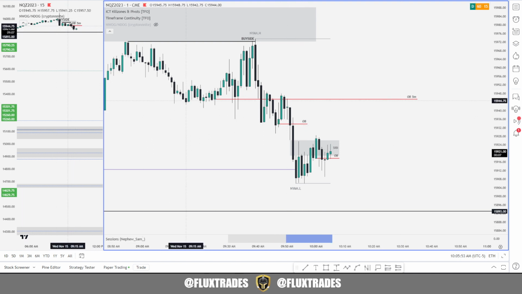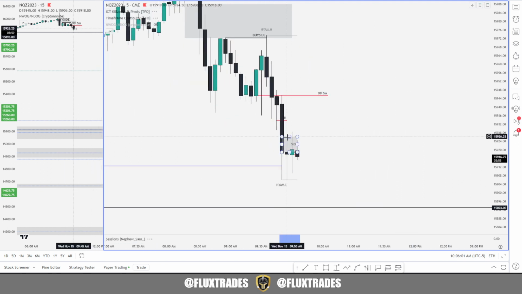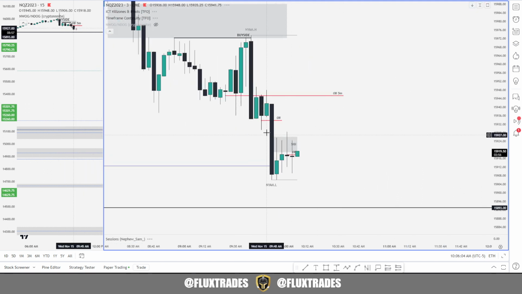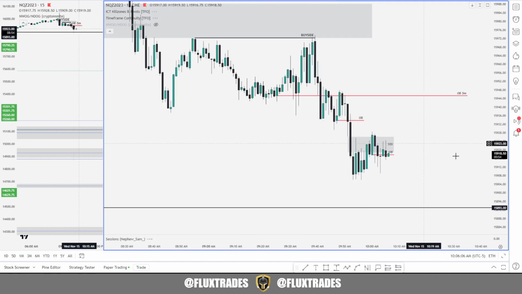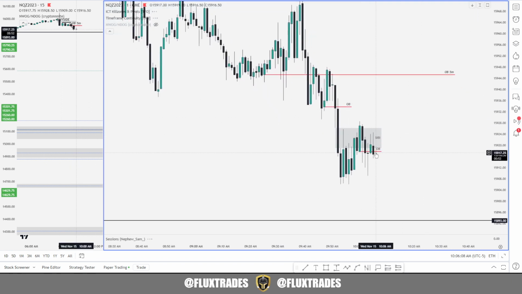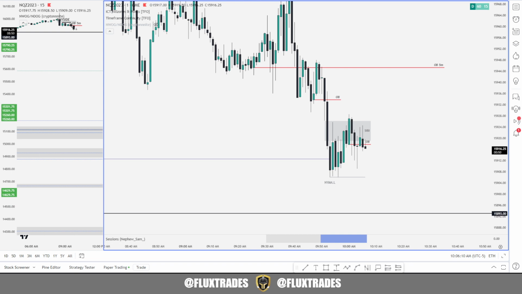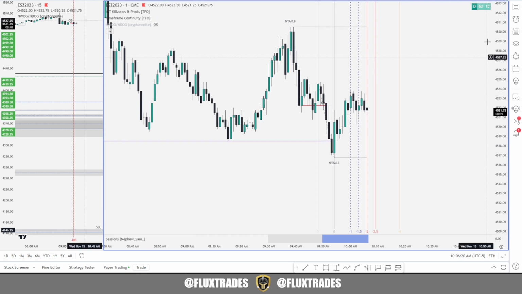Let's see. Filling the 5 minute gap as well. Take a look at the 5. Fill this 5 minute gap. 3 minute gap as well. So I got to be careful. We're still kind of closing below the order block. Definitely difficult to tell. I'm watching ES here as well.